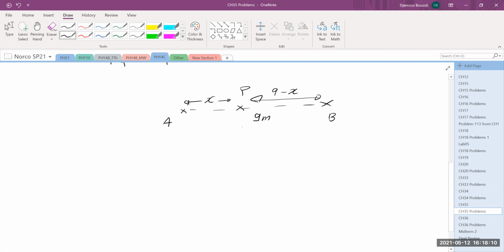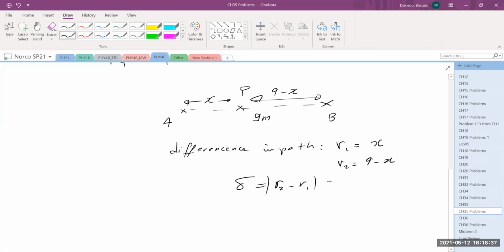So the difference in path between them: one of them travels a distance r1, which is equal to x, and the other one travels a distance which is equal to 9 minus x. So r2 minus r1, in absolute value, which is the difference in both of them, is going to be equal to 9 minus x minus x. So it's going to be 9 minus 2x. This is how much difference in path between the two of them.